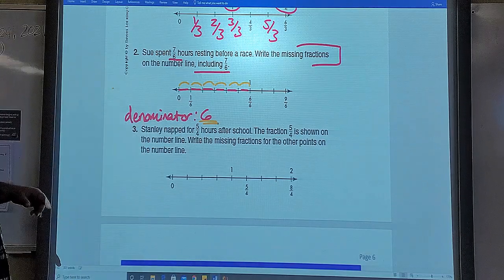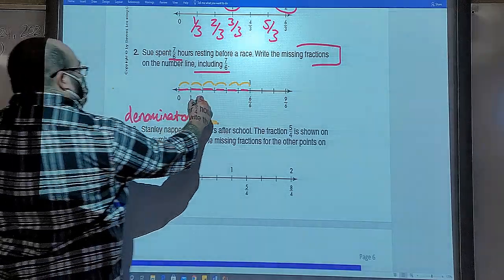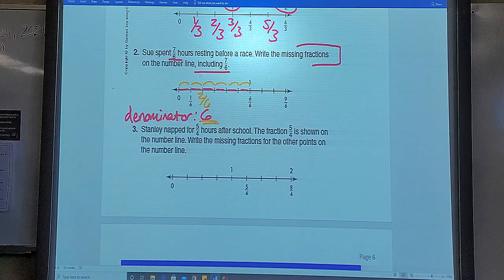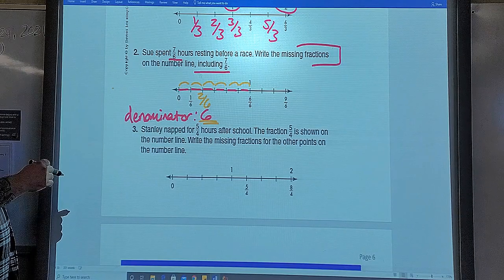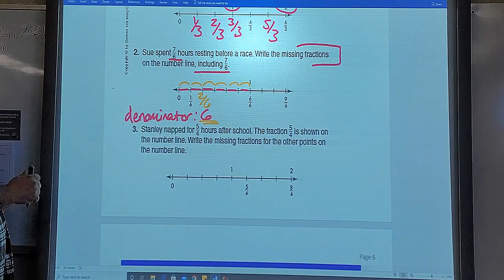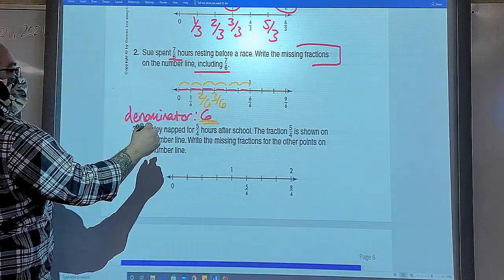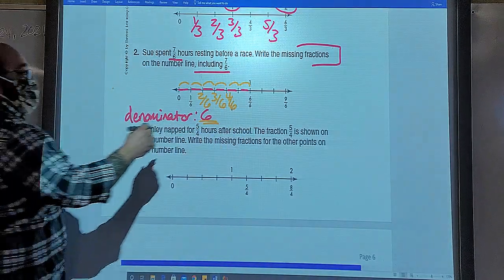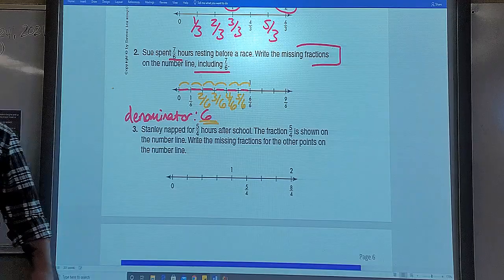1/6. Okay, so what is next? What comes after 1/6? What is the numerator next? Brewer. 2/6. So our numerator is now 2. What is the next one? Sellers. After 1/6, 2/6, what's next? 3/6. Exactly. Talon, what's next? 4/6. Andrew, what's next? 5/6. 6/6 is equivalent to 1, and they actually have it marked here, right?